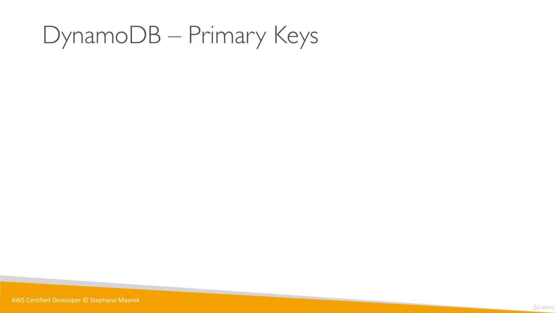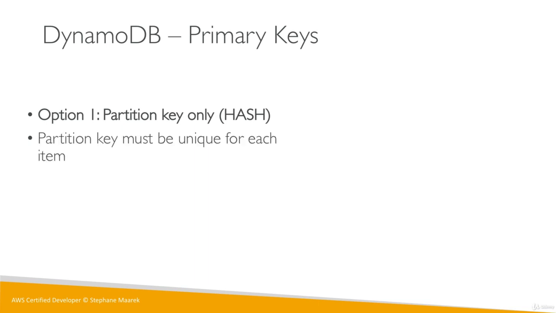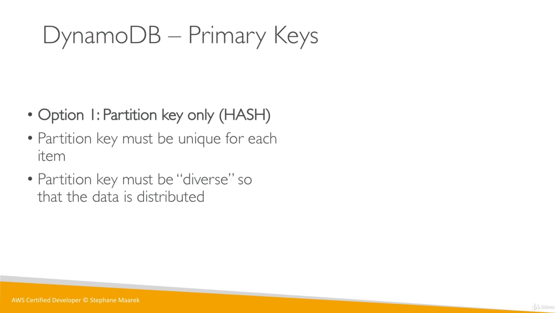Now let's do a deep dive into this primary key, because it's super important. The first option is to have a partition key only, and this is called a hash. The partition key is equal to your primary key then, and it must be unique for each item. Otherwise, it's not a primary key. And because it's called a partition key, it must be diverse enough so that the data is going to be distributed across many partitions.